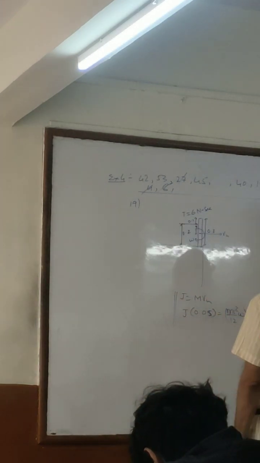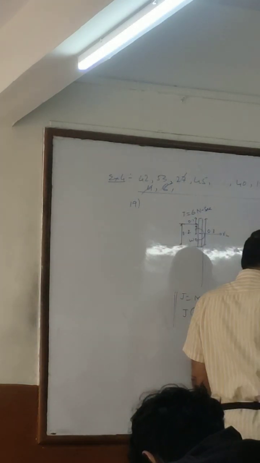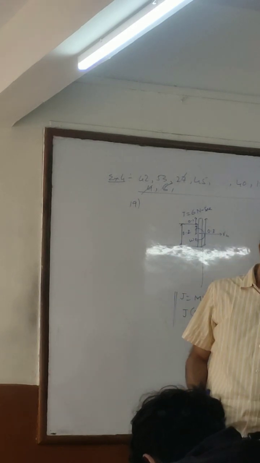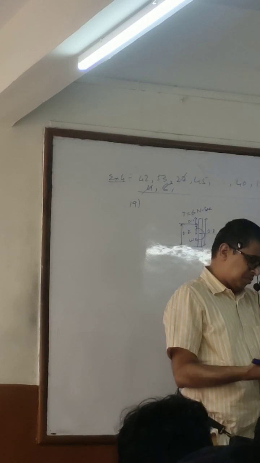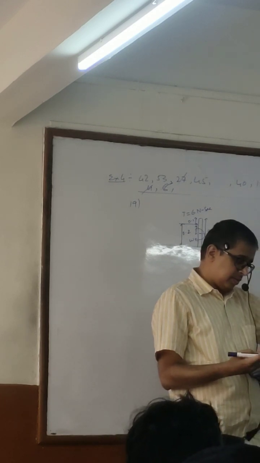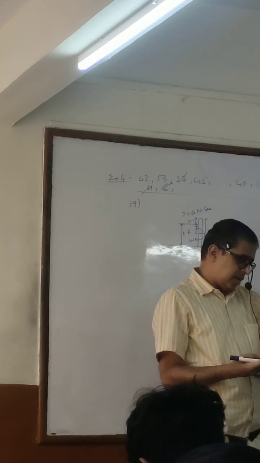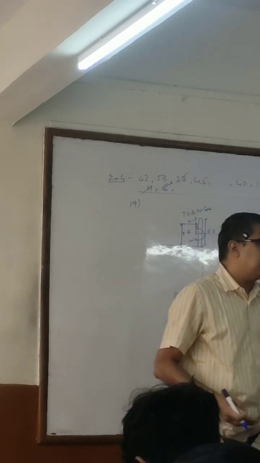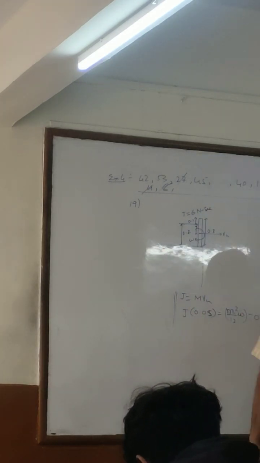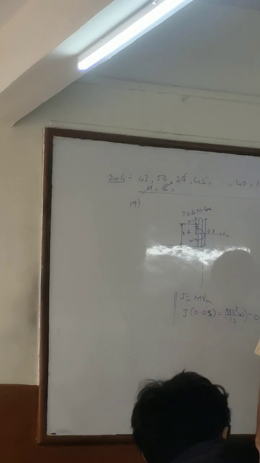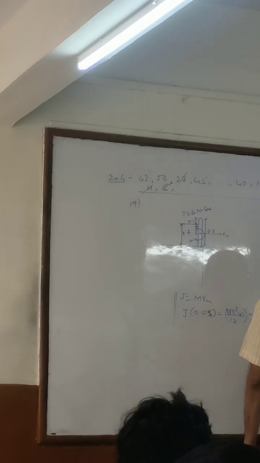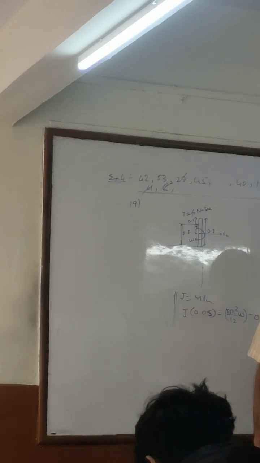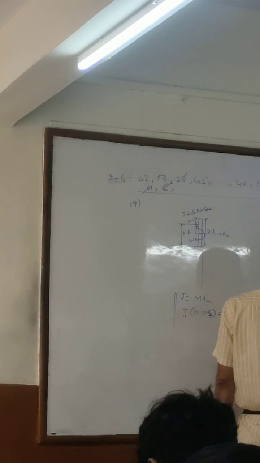So what is the next number? 37. No slipping, kinetic energy is maximum. When will kinetic energy be maximum? When loss in potential energy is maximum. When it comes to this position, kinetic energy will be maximum.